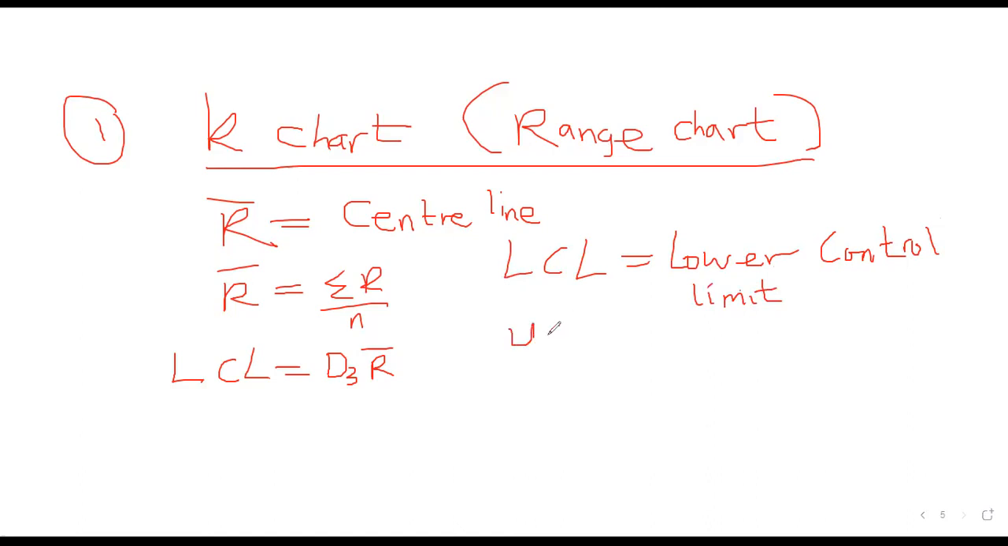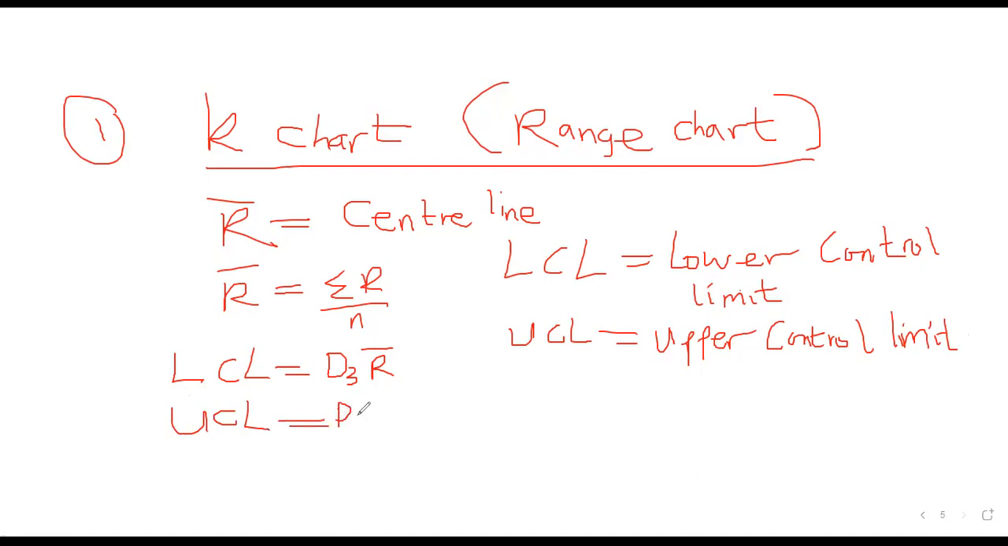Then the upper control limit is equal to D4 R bar, where D4 is also given in the tables. So that is it on the R chart, the formulas.